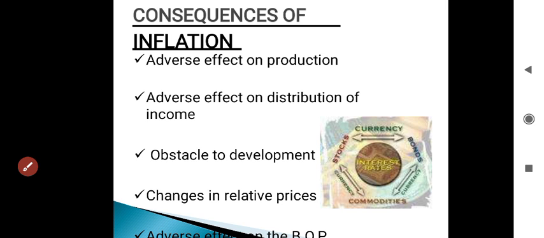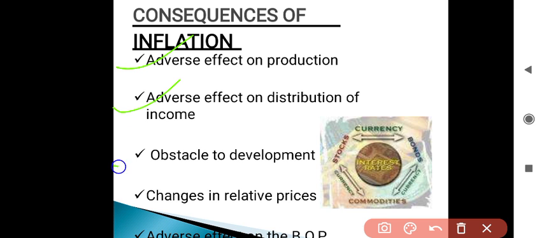Consequences of inflation: adverse effect on production, adverse effect on distribution of income, obstacle to development, changes in relative prices.